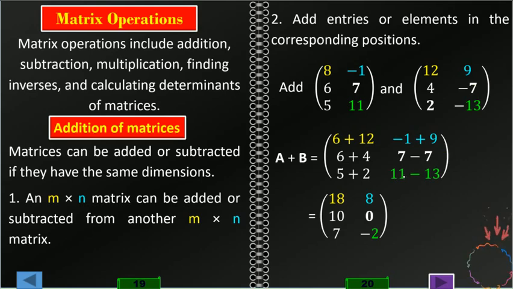So now we complete that. We have all this added. Then we simplify. 6 plus 12 is 18. Minus 1 plus 9 is 8. And so on and so forth. You are going to have the final answer, or the addition of the two matrices will give us another matrix having the same dimension as the original matrices we added. So please take note of that. It's very important.